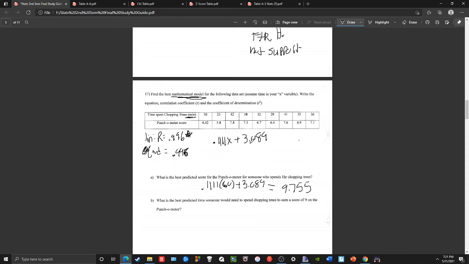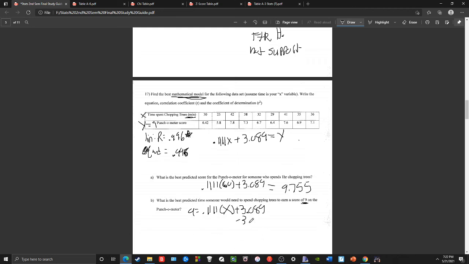And then this one, again, what's the best predicted time someone would need to spend chopping trees to earn a score of 9? This one's the same thing, but in reverse. Remember, this is equal to y. And so I want to know, what does x have to be to get y to equal 9, because I want a score of 9. So I just set up an algebra equation: 0.1111 times x plus 3.089. Whoops, not 60, my bad. That should be an x in there, because I don't know that x is 60 here.